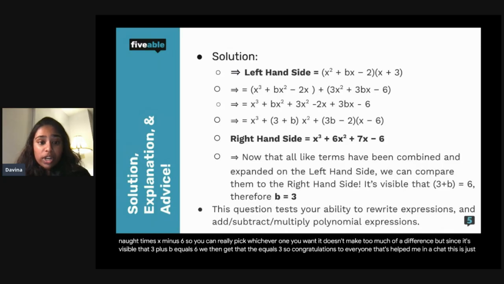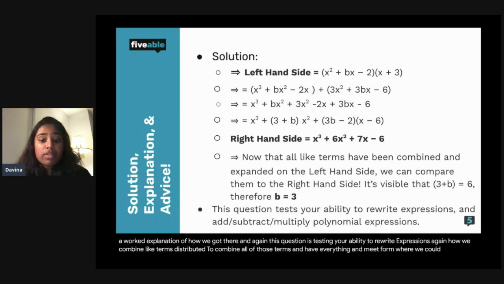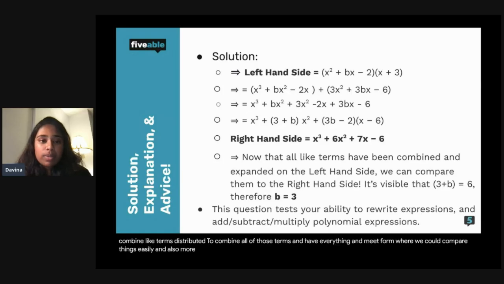This is just a worked explanation of how we got there. And again, this question is testing your ability to rewrite expressions: how we combined like terms, distributed, and then rewrote the expression to combine all of those terms and have everything in a neat form where we could compare things easily, and also manipulating polynomials. In this case, the manipulation was multiplication.